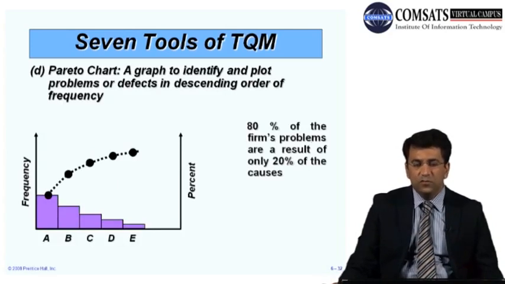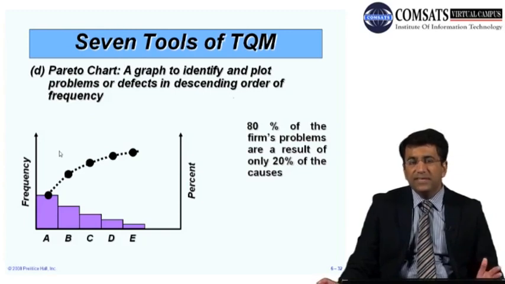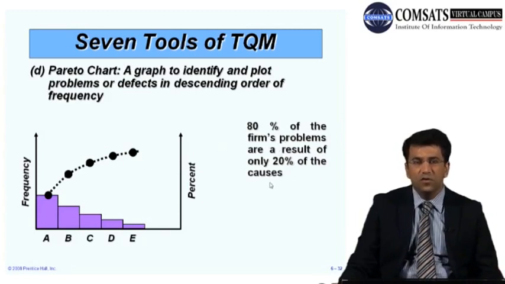Next important tool out of those 7 tools of TQM is the Pareto chart, a graph to identify and plot the problems or defects in descending order of frequency. Now again, it is usually said by quality gurus that 80% of the firm's problems are a result of only 20% of the causes.